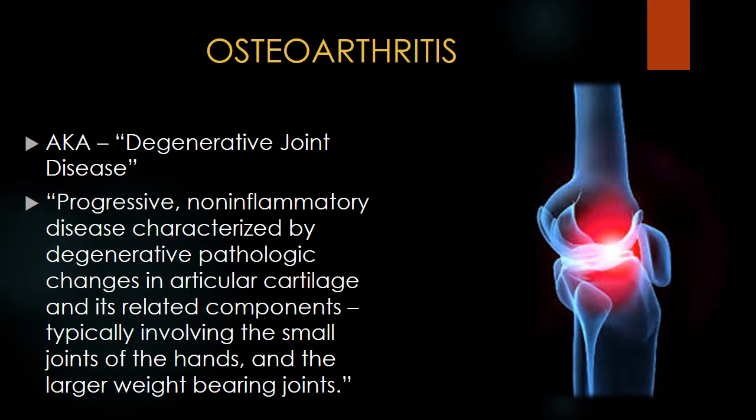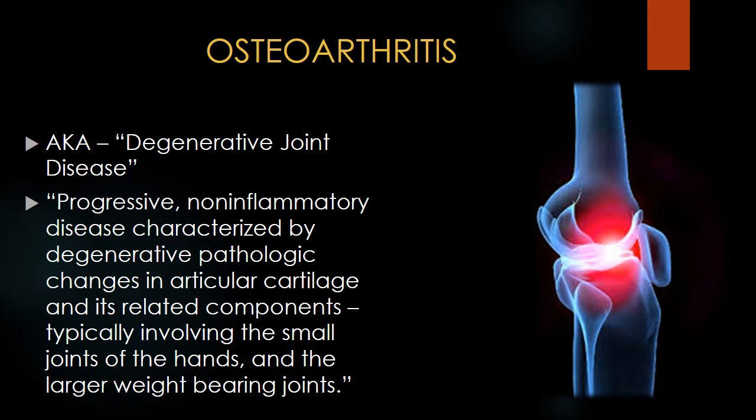For that reason, many scholars are discarding the term osteoarthritis and replacing it with the more descriptive term degenerative joint disease, or DJD. DJD is characterized by degenerative pathologic changes in the articular cartilage and its related components. We'll talk about the articular cartilage and the related components here in just a couple of moments.